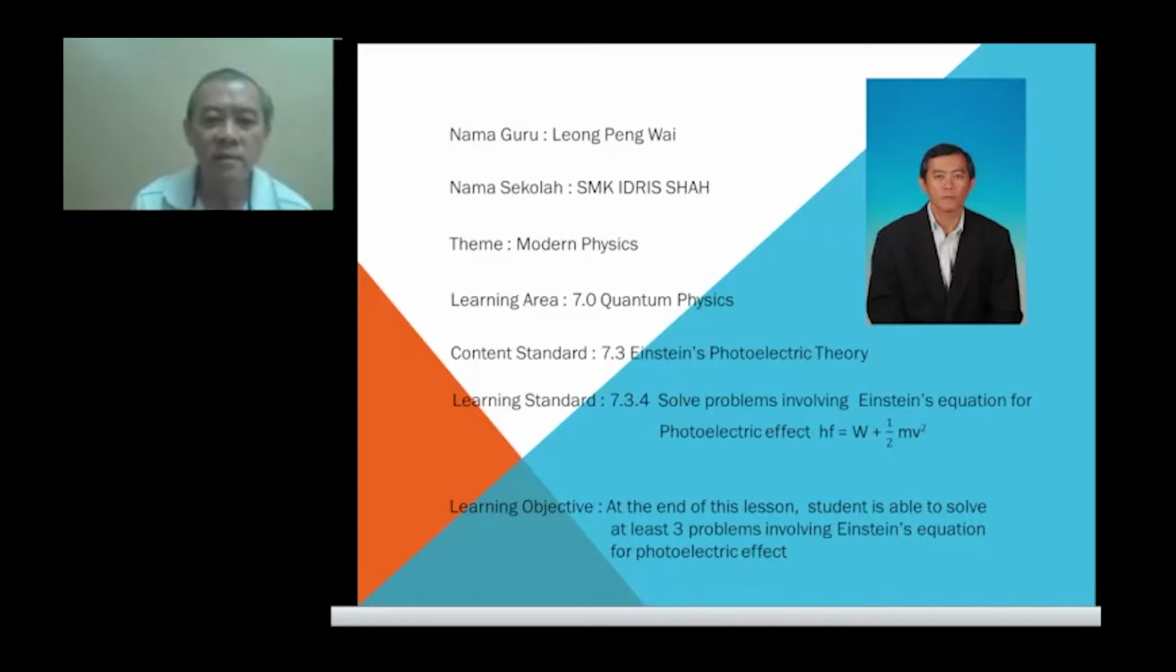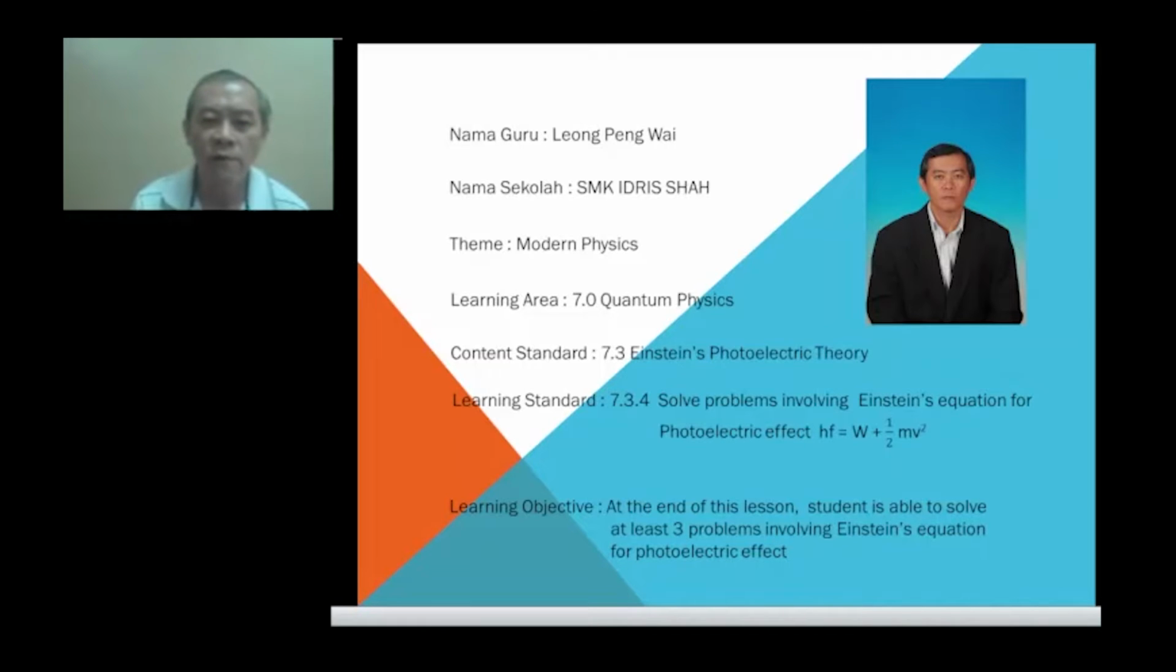Learning standard 7.3.4, solve problem involving Einstein equation for photoelectric effect. hf equal to W plus half mv squared. The learning objective, at the end of this lesson, student is able to solve at least three problems involving Einstein equation for photoelectric effect.